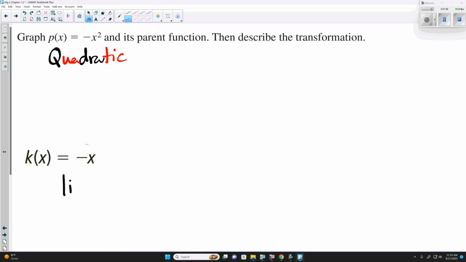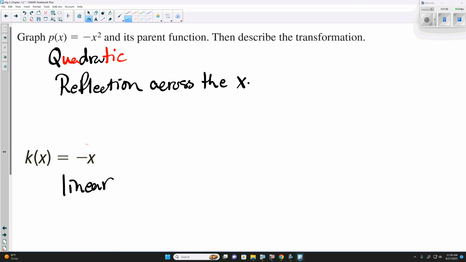The next one is indeed linear. Now we need to describe the transformation for the negative x squared. Is the negative inside parentheses or outside? Outside. So it's a reflection across the x-axis. If it's inside parentheses, if we have parentheses negative x squared, it's across the y-axis. Negative in front of x squared is across the x. Negative in front of the x inside parentheses or absolute values is across the y.